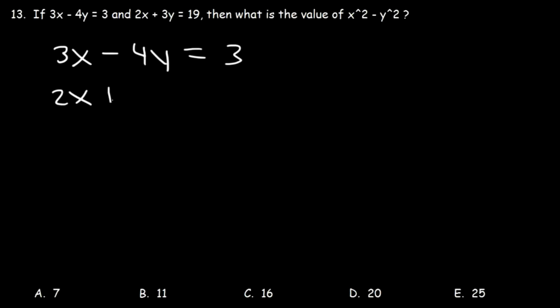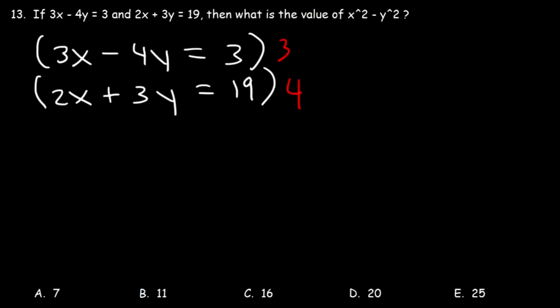I'm going to use the elimination method. So first, I need to get rid of either x or y. I'm going to try to cancel the y variable. So a common multiple between 3 and 4 is simply 12. You could just multiply the two numbers. 4 times 3 is 12. So I'm going to multiply the first equation by 3, so I can get negative 12y. And I'm going to multiply the second equation by 4 to get positive 12y. So when I add the two equations, the y variable will cancel.